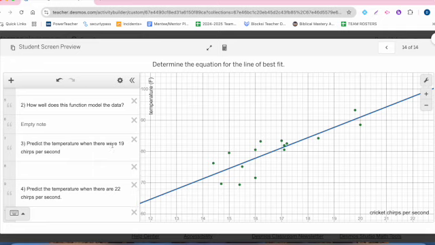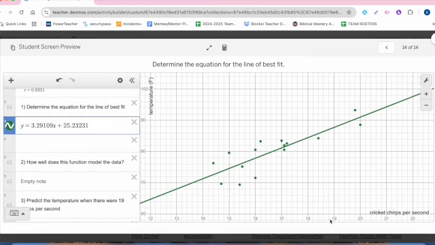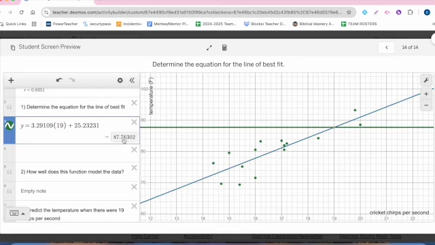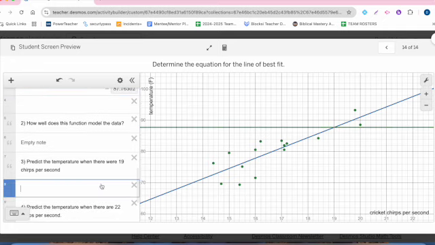Predict the temperature when they're chirping 19 times per second. 19 chirps per second. Chirps per second is the x value. So 2 ways you could do it. Follow the line to when the x value is 19, and the prediction is that it'd be about 87.8 degrees outside. Or the other way you could do it is replace the x value with 19, and that gives you the predicted temperature as well, 87.8 degrees.